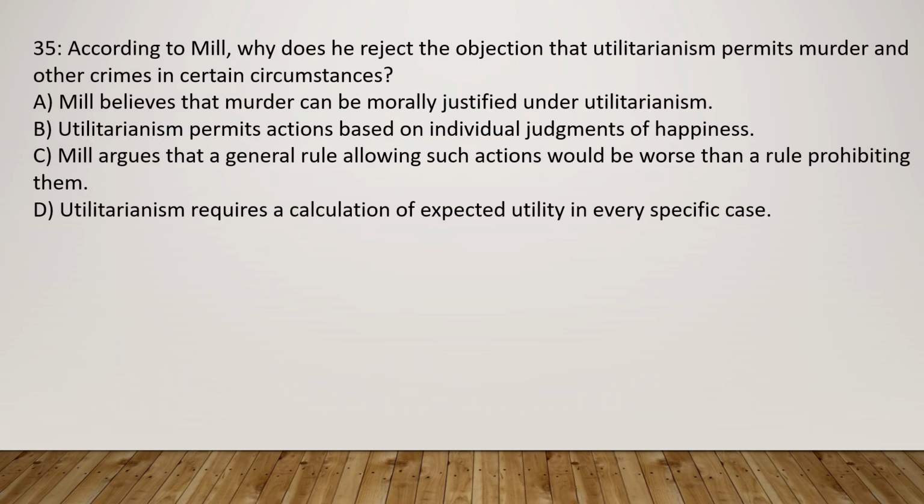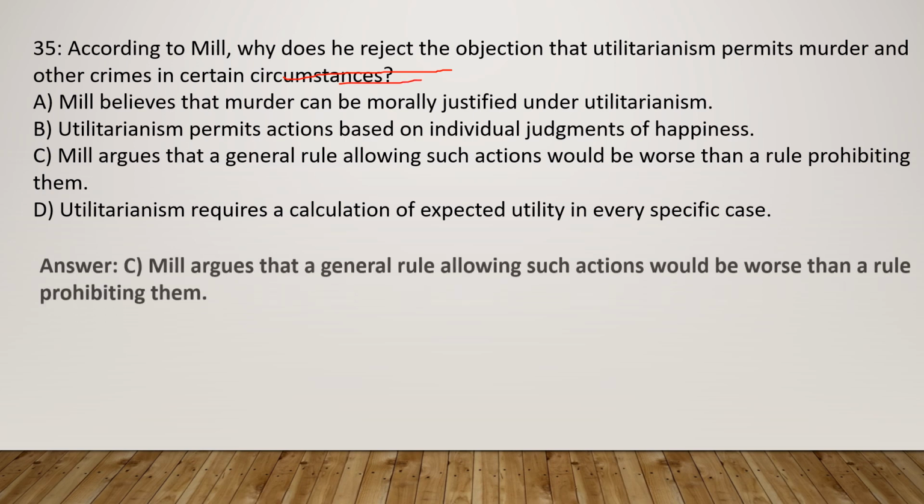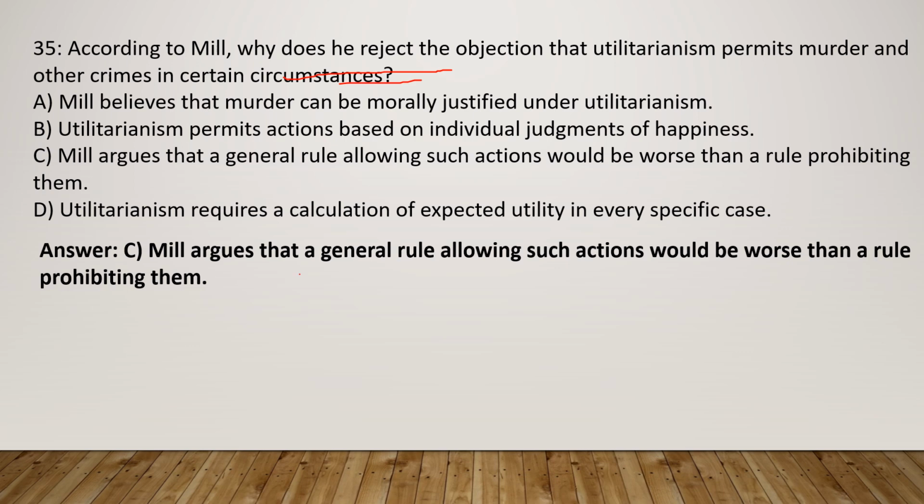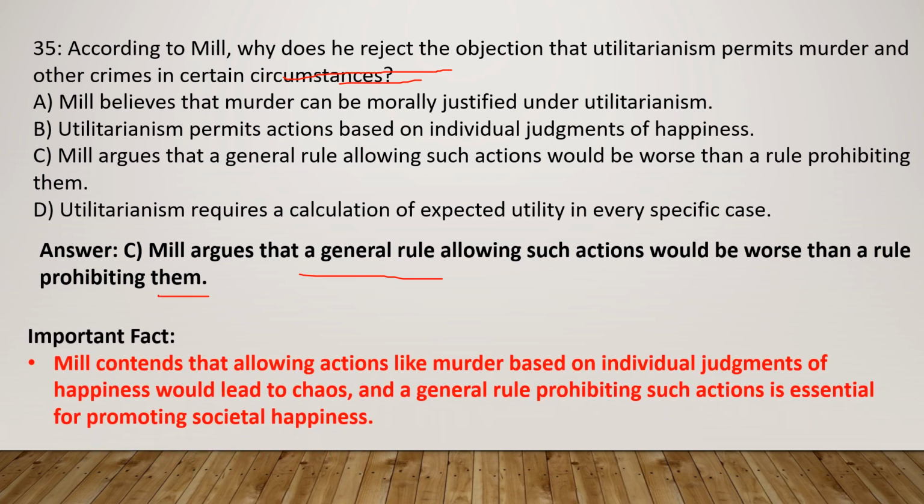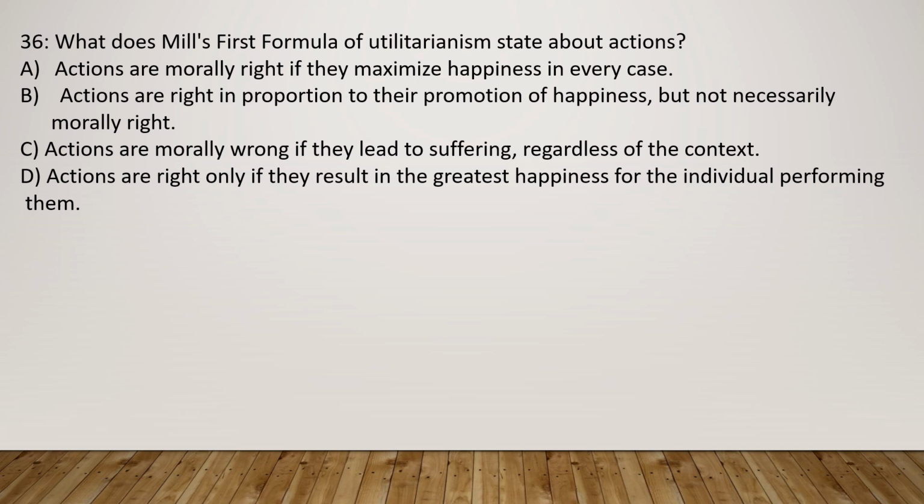According to Mill, why does he reject the objection that utilitarianism permits murder and other crimes in certain circumstances? Mill argues that a general rule allowing such actions would be worse than a rule prohibiting them. Mill contends that allowing actions like murder based on individual judgments of happiness would lead to chaos, and a general rule prohibiting such actions is essential for promoting societal happiness.